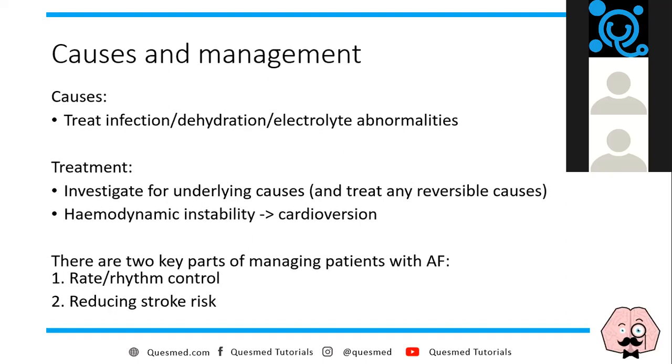And that makes you think that they need a higher level of care, such as cardioversion, an acute medical bed, potentially an HDU bed as well. And there's two main ways of managing patients with AF. You'll have heard of rate and rhythm control and how we distinguish what we're starting. And then also thinking long-term about reducing the stroke risk.